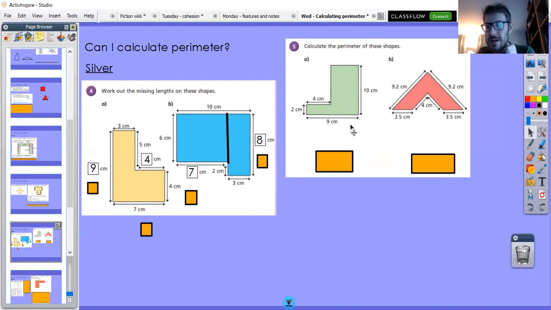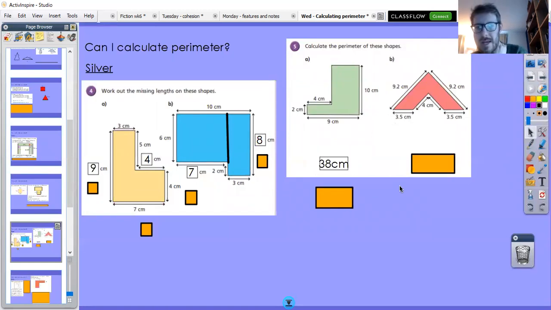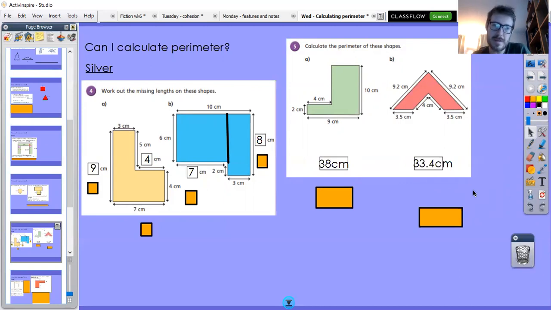Calculate the perimeter of these shapes. So you had to work out the missing lengths again. Didn't give you the clue as to which lengths were missing this time, so you had to figure out that these 2 lengths were missing and then calculate the perimeter. And with this one, it's giving you them all, but the extra challenge was the fact that it's in decimals this time. So 5A, 38 centimeters, and B, 33.4 centimeters.